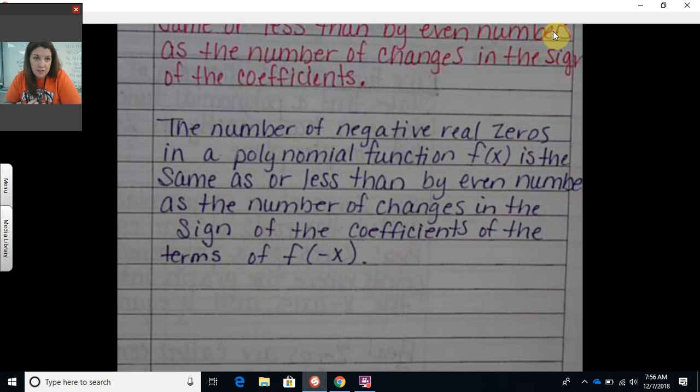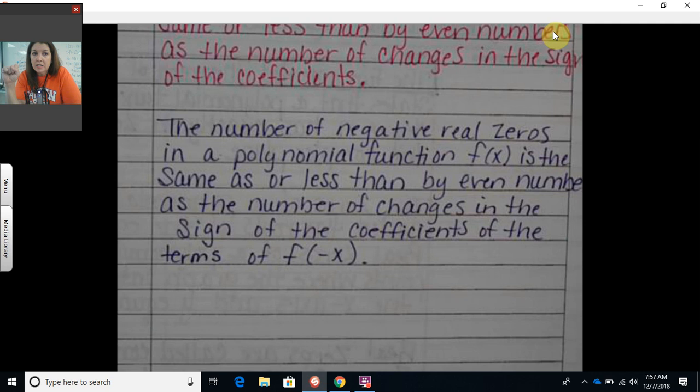So what that means is you look at your original problem and see how many sign changes you have to find your positive real roots. Then take your original polynomial, wherever you see an x, substitute in negative x, and then you got to simplify because you're going to have exponents and coefficients. Go through and simplify that, and then after you do that, count the sign changes after you substitute in negative x. And it doesn't just make everything opposite of the original because exponents.